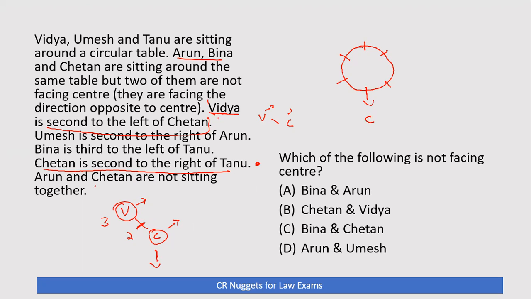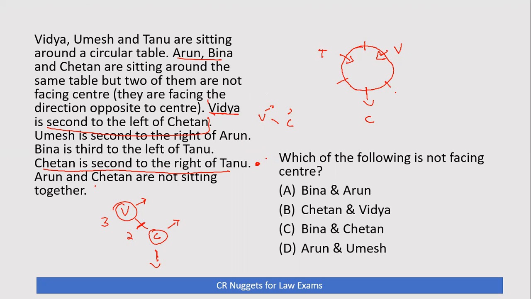Now let me fix Vidya. Vidya is second to the left of Chetan. With Chetan facing outside, the left, second will be this. This will be the first to the left of Chetan, and this will be the second to the left of Chetan. Vidya, I know, is facing inside, so this part is done. Now, Chetan is second to the right of Tanu, so Tanu will come here. Tanu is obviously facing inside, because I know Vidya, Umesh and Tanu are facing inside. Chetan is facing outside. This much I have got.